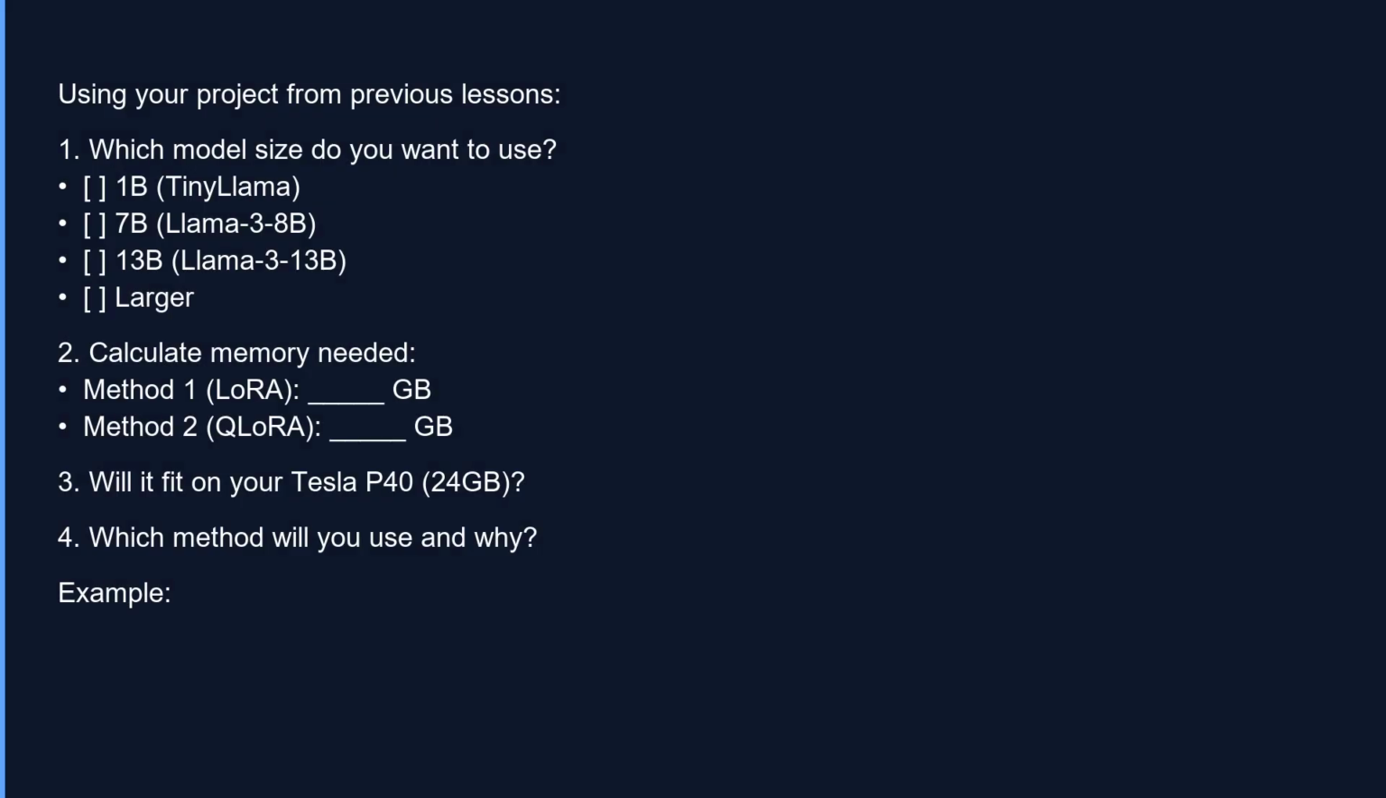Using your project from previous lessons. 1. Which model size do you want to use? 1B, TinyLlama. 7B, Llama 3 8B. 13B, Llama 3 13B. Larger. 2. Calculate memory needed. Method 1, low-rank adaptation: blank GB. Method 2, quantized low-rank adaptation: blank GB. 3. Will it fit on your Tesla P40, 24 GB? 4. Which method will you use and why? Example.